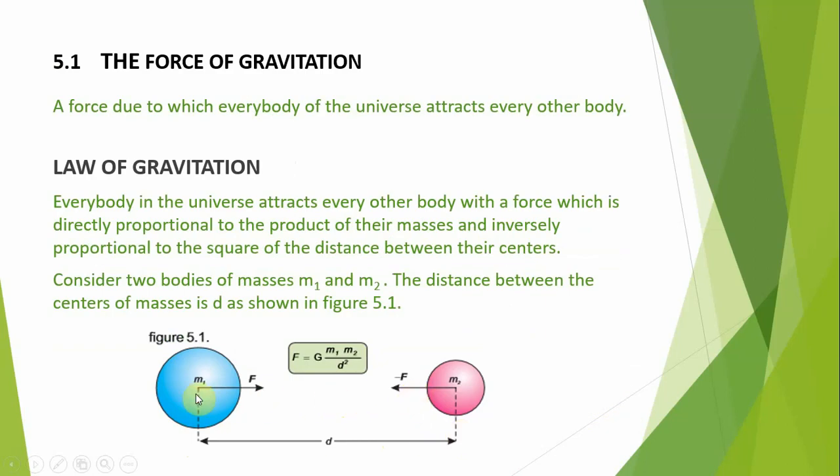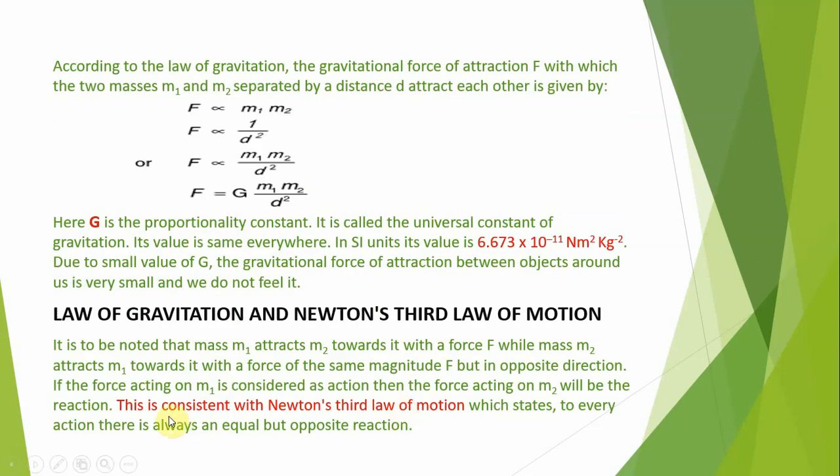Students, you see there are two objects, M1 and M2. M1 exerts a force on M2 and M2 also exerts a force on M1. If we consider that the force of M1 is an action and the force applied by M2 is the reaction, you can also see the direction of these two forces is opposite. So that's why we can conclude that the law of gravitation is consistent with Newton's third law of motion.